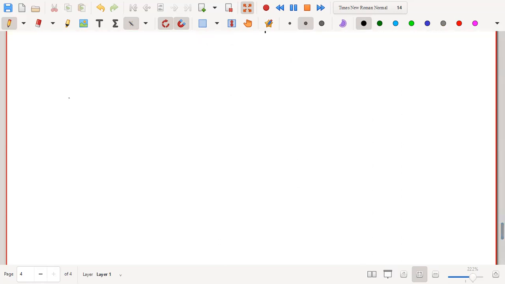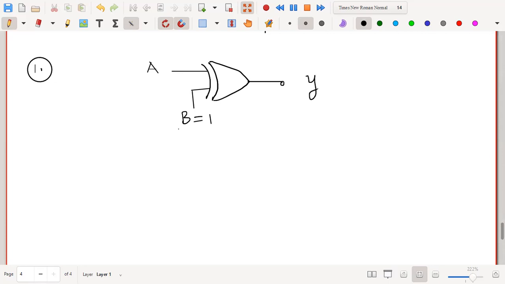The first important conclusion is that if any one of the inputs is 1, then the output is the complement of the other input. For example, in this case, let me give this input as A, and I will give the other input B equal to 1. If any one of the inputs is 1, then the output is the complement of the other input. That means y should be the complement of the other input.